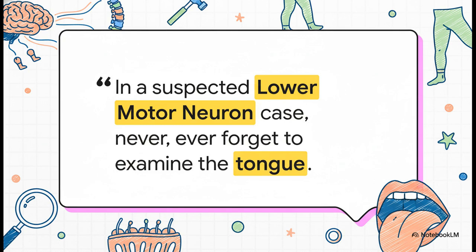And here's another pro tip for you. Let's say your findings are pointing the other way, towards a lower motor neuron lesion. There is one thing you must never ever forget to do. Look at the tongue. I'm serious. Why? Because those tiny little twitches, or fasciculations on the tongue, can be a key sign of something like spinal muscular atrophy. And that is a diagnosis you do not want to miss.